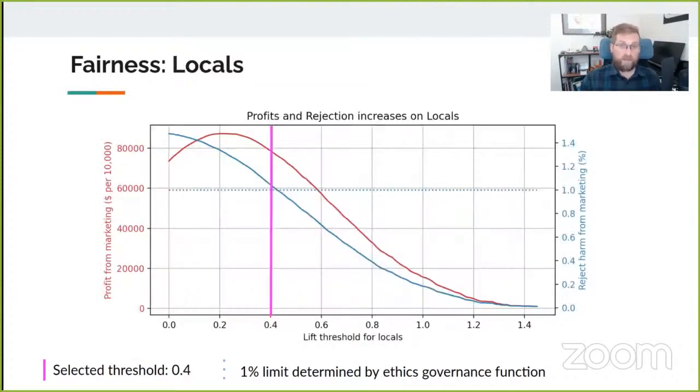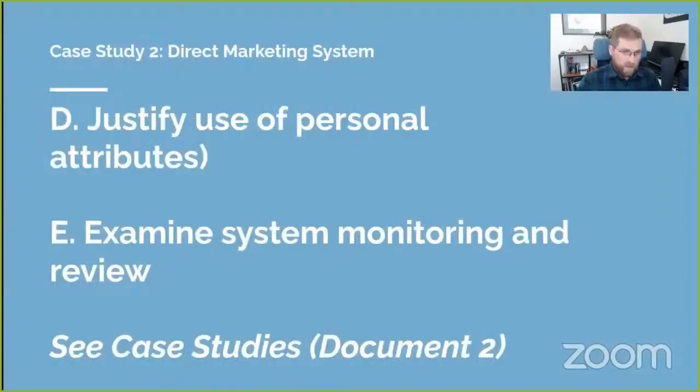We can do the same thing for local customers. Here, setting a threshold of 0.4 that limits the harm increase to 1%. This one is less conservative because we have a greater number of local customers and lower uncertainty. In the interest of time, we'll skip the final two parts of the assessment, which relate to justifying the use of personal attributes and also examining the system's monitoring and review. Again, refer to the case study document to have an in-depth look at those.